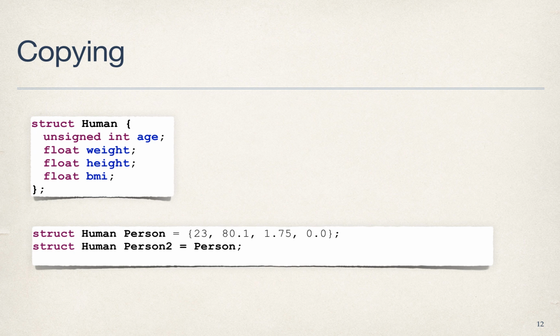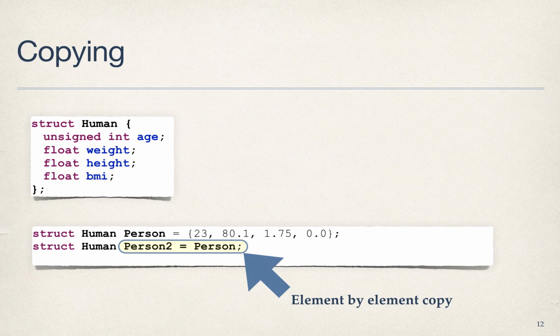It comes down to what we mean by the equals or the assignment operator. So this is the type, struct human, person. And we've also created another one called person2. The first one's initialized with some literals. The second one is simply equated to the first. And what will happen is you'll get an element by element copy from person into person2.